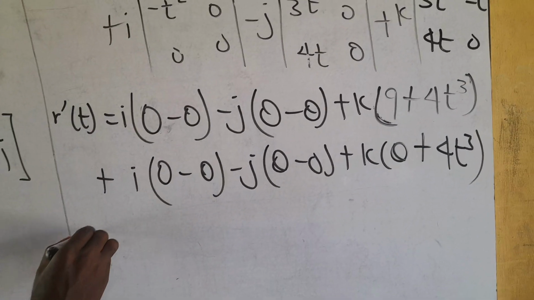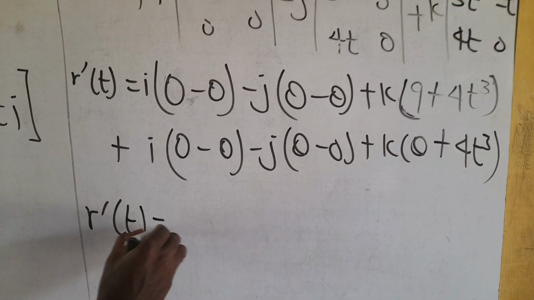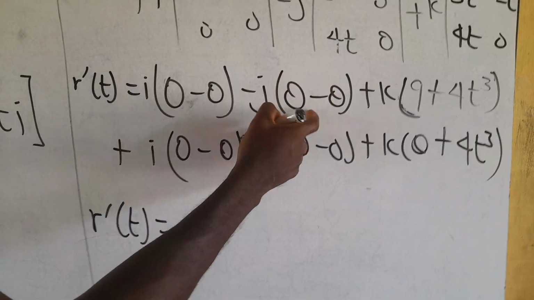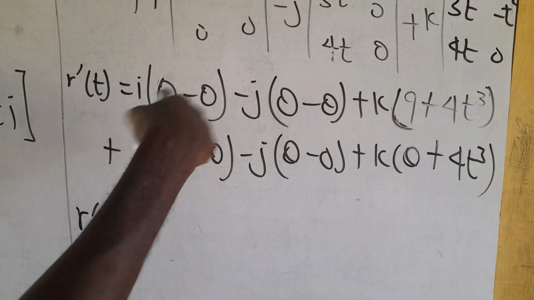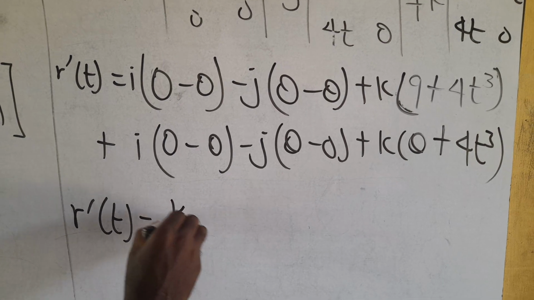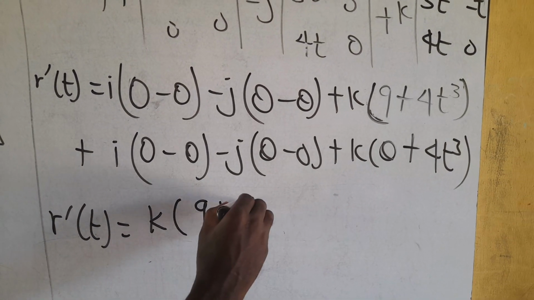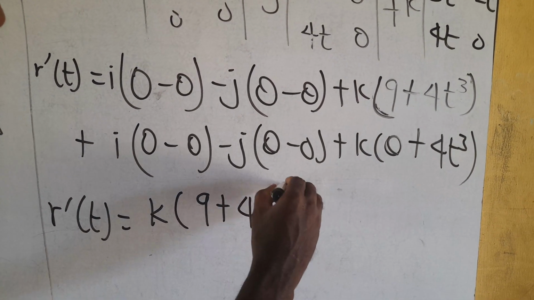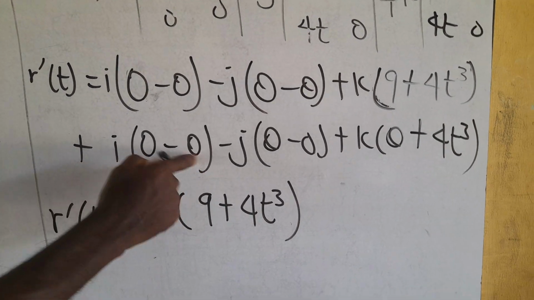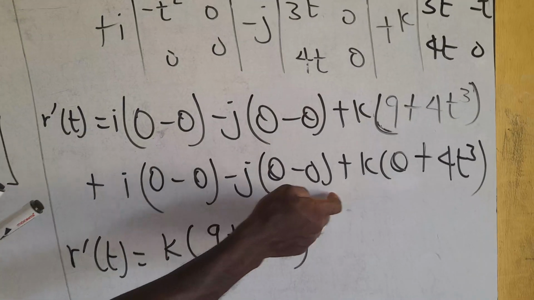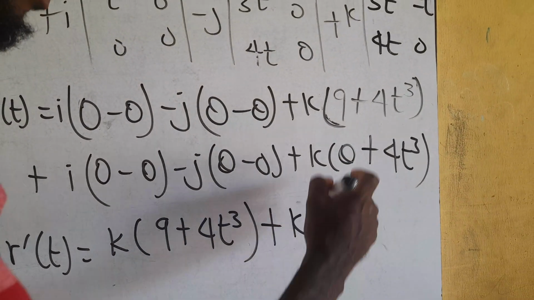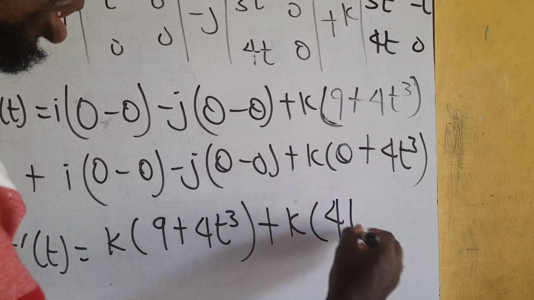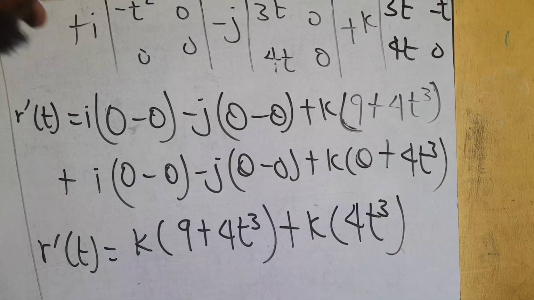So our r prime of t will be equal to, this will be 0. This, so times i will be 0. This will be 0 times j will be 0. Then we have k times 9 plus 4t cubed. This minus this is 0 times i will be 0. This minus this is 0 times j will be 0. Then we have plus k, 0 plus 4t cubed will just be 4t cubed.